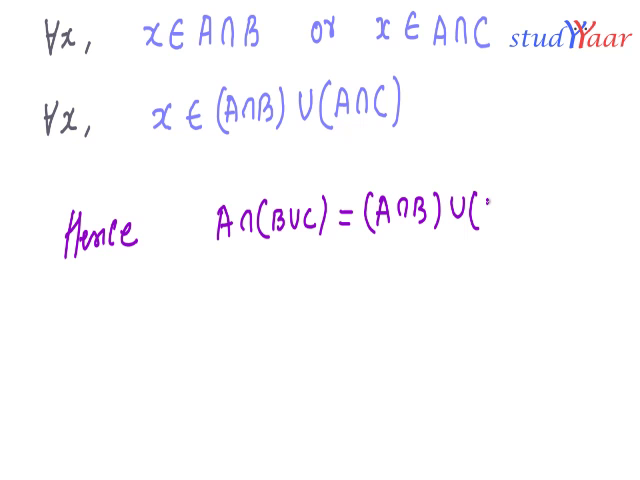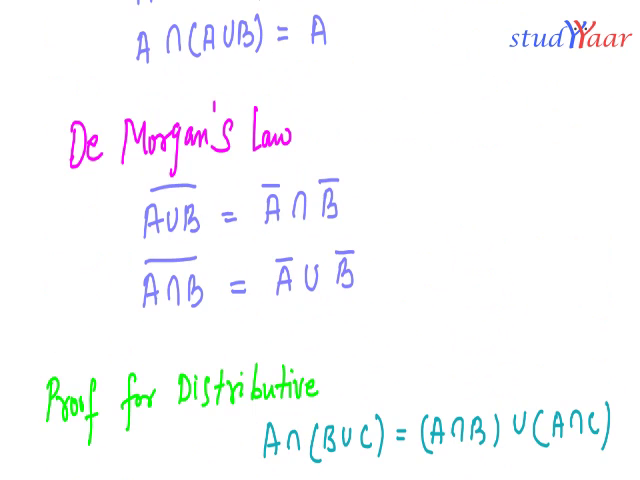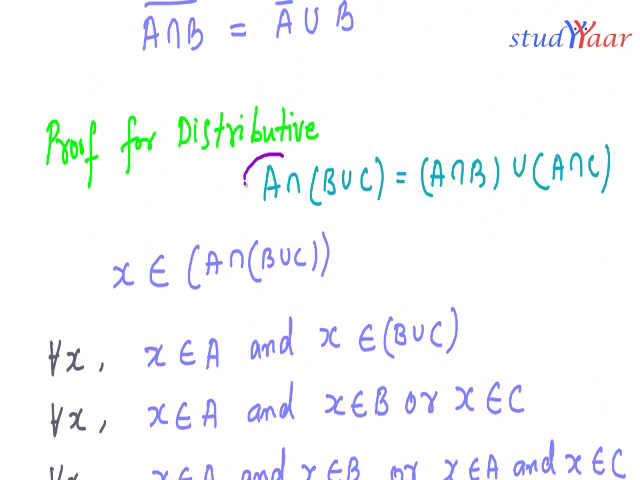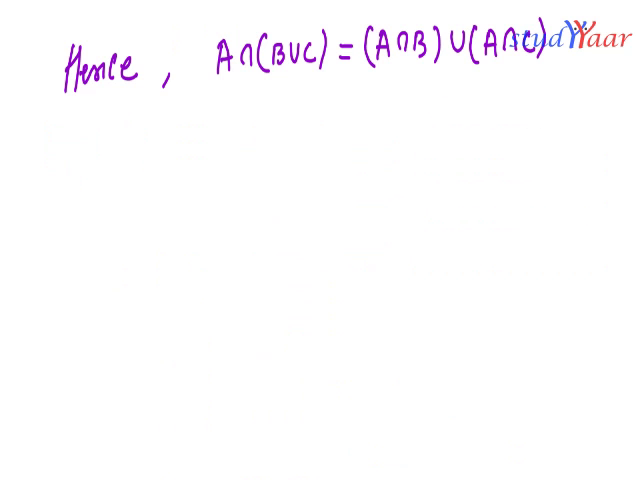union A intersection C. In a similar manner, you can prove other theorems as well, by taking an element which belongs to a particular set and proving that it also belongs to this set. If you do that, you effectively prove that both these sets are equal. Now let's use the same concept to also prove De Morgan's law. Let's see how we do it. Proof for De Morgan's law.